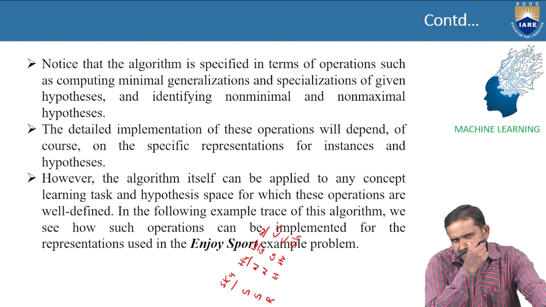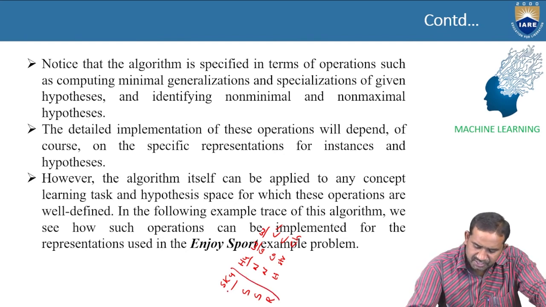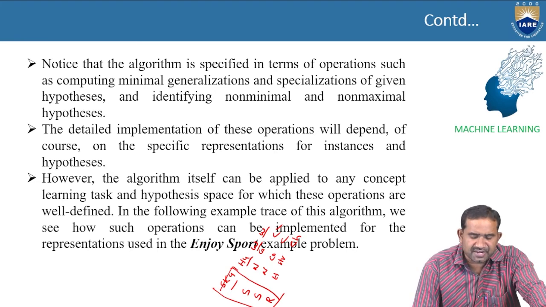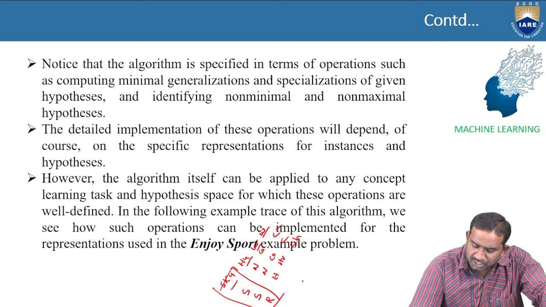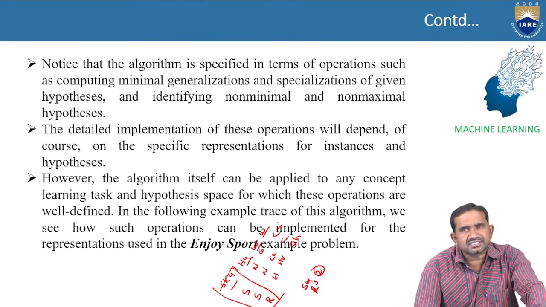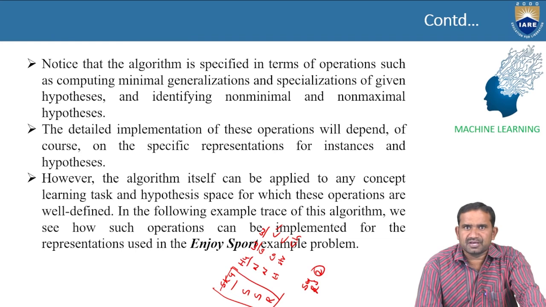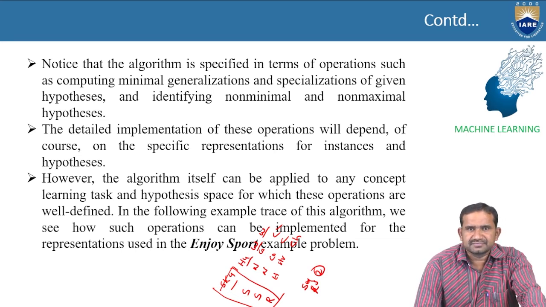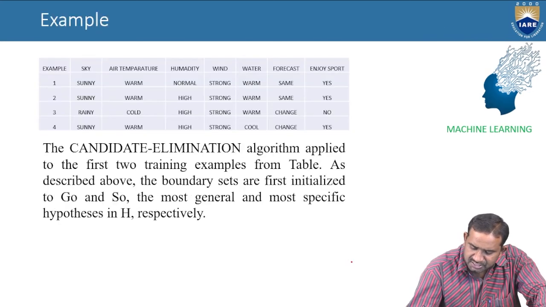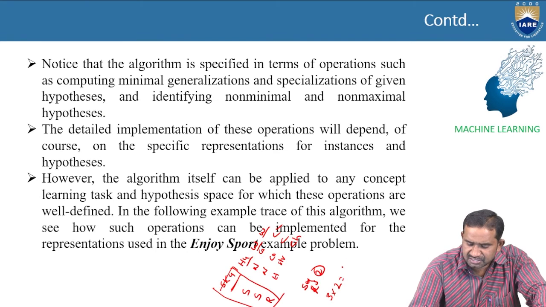When you compare the instances, for the first attribute, how many values are there? Only 2, because sunny and rainy are the only two values. We try to calculate how many instances there are for the given training example hypothesis. It is defined with the help of how many values each attribute has. The sky attribute has 3, so 3 into 2, which means 6 instances in this example.